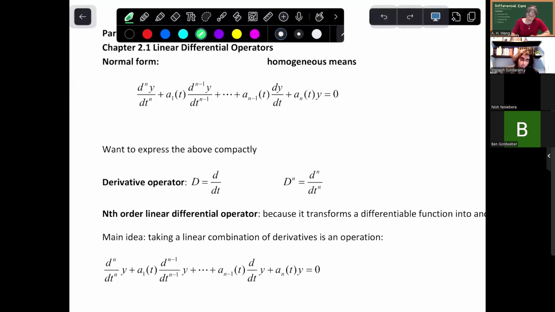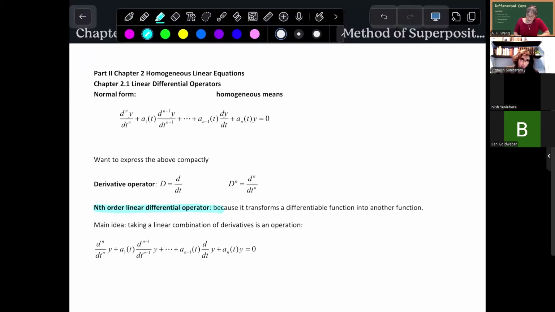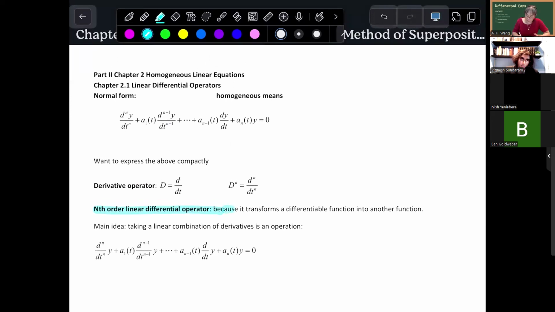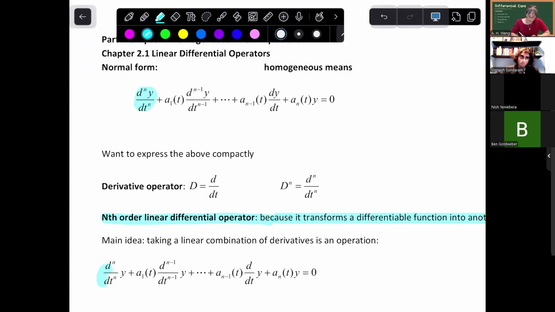Then an nth order linear operator is called that because it transforms a differentiable function into another function. So we're going to take a slightly different point of view. The idea is, can you see right here? What I'm going to do is rewrite that as this. You're taking the y over here, and then you can rewrite this as this. So you're taking the derivative.